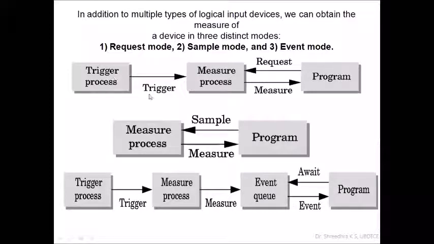You are triggering and measuring the process. A measurement value will be there. For the corresponding measure, the program will invoke the corresponding activities to catch that measure and take the value. So these are the activities that go on in request mode.